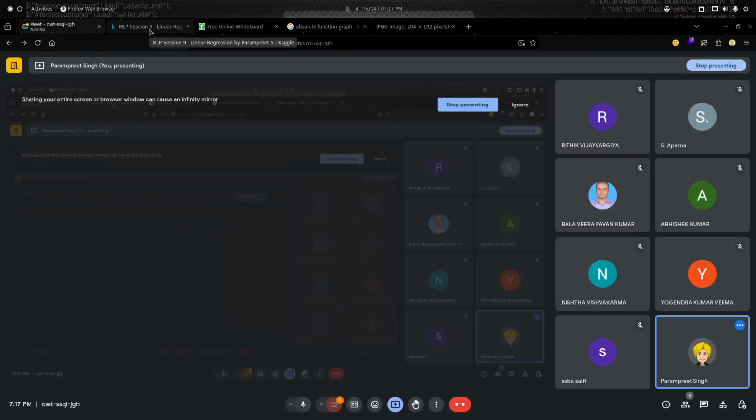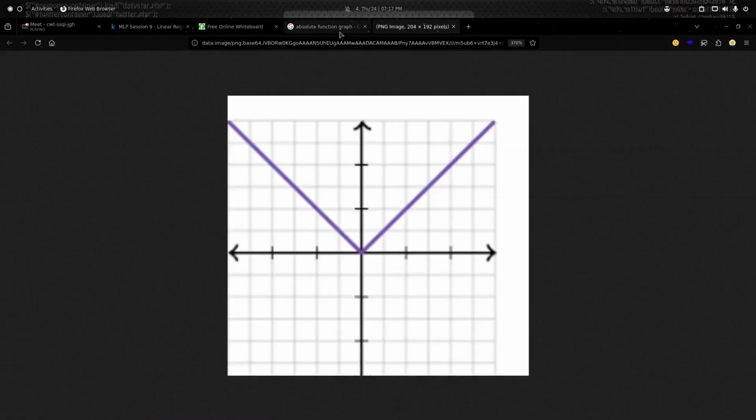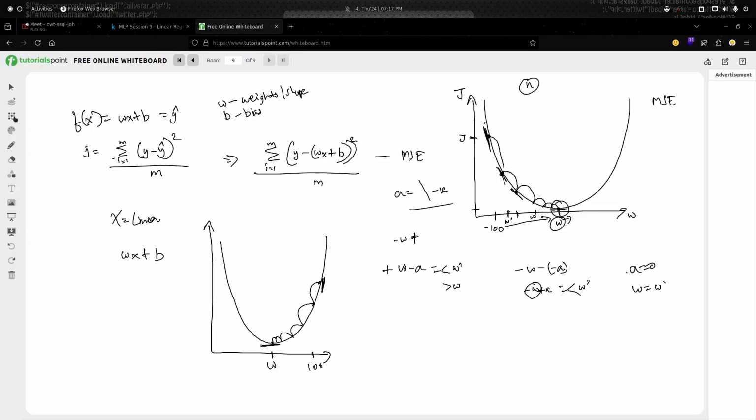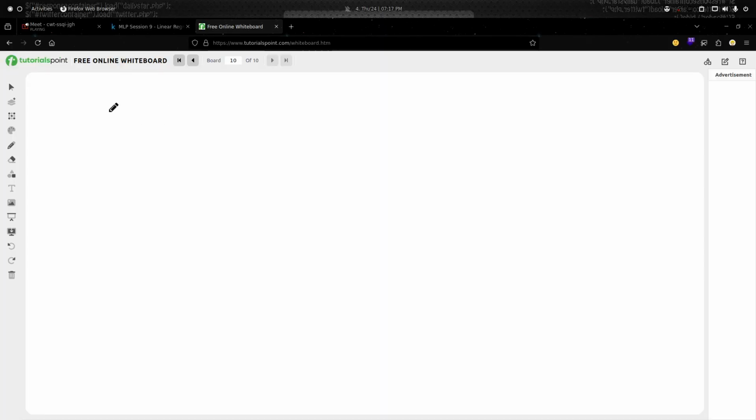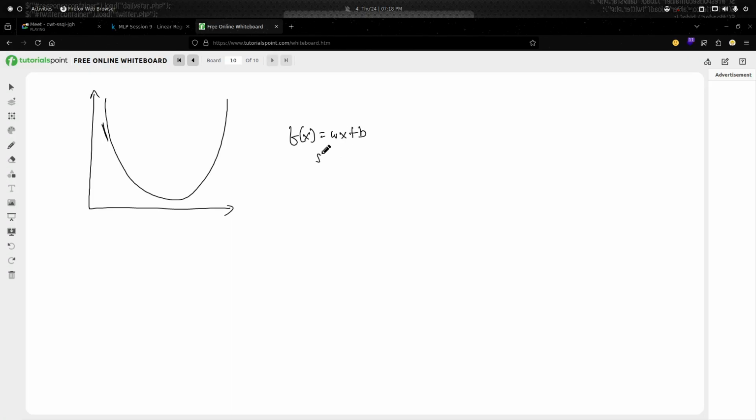Now, this is the graph we have for the mean squared error, and we calculate the slope, right? You must have read that for one variable, if we have an equation like wx plus b, the slope is w, and the derivative of this function is also w, because this is a linear equation.